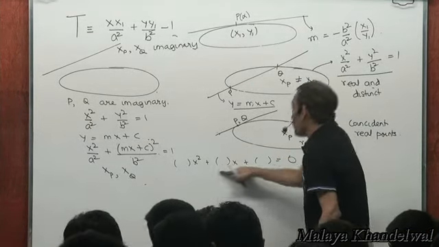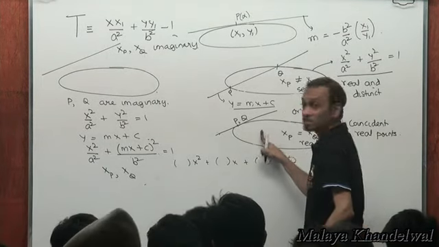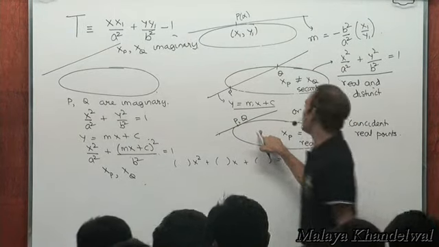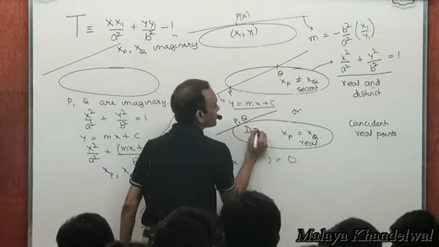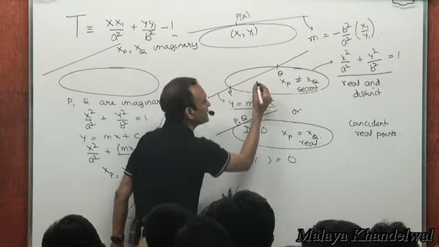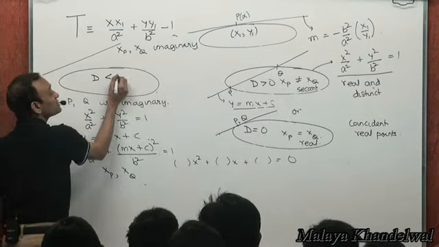If it gives me two coincident real roots, then this is the case. It'll give me tangency. The case where discriminant is equal to 0 for this quadratic. This is the case where discriminant is greater than 0 for the quadratic. This is the case where discriminant is less than 0 for the quadratic.